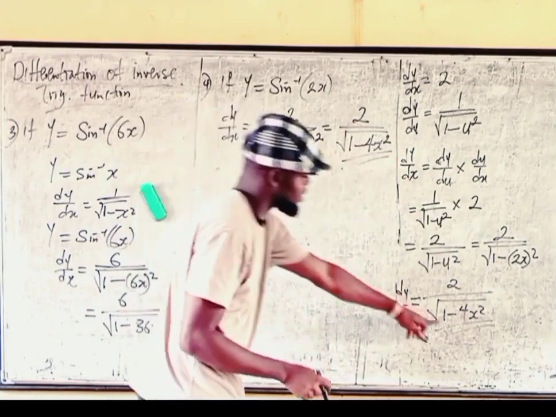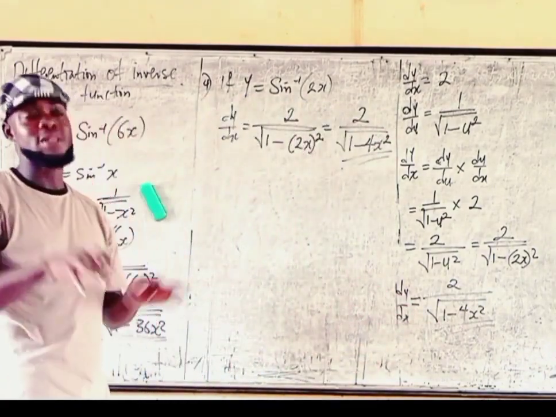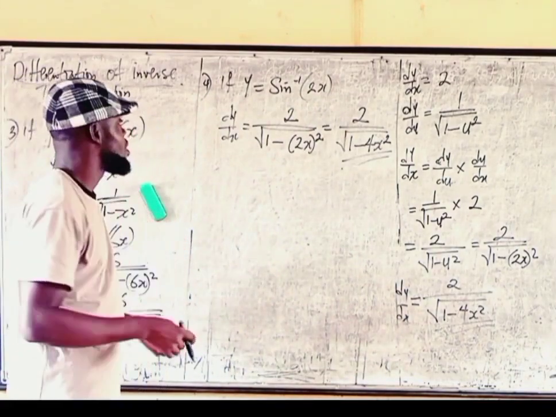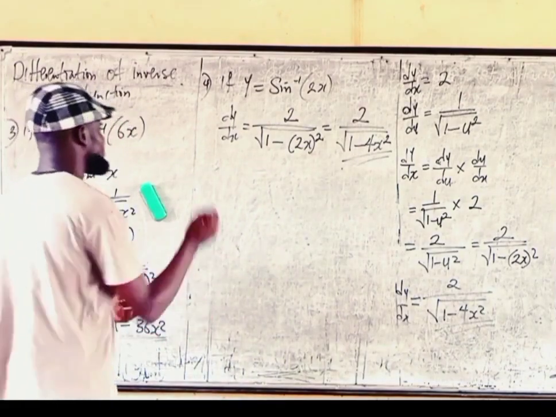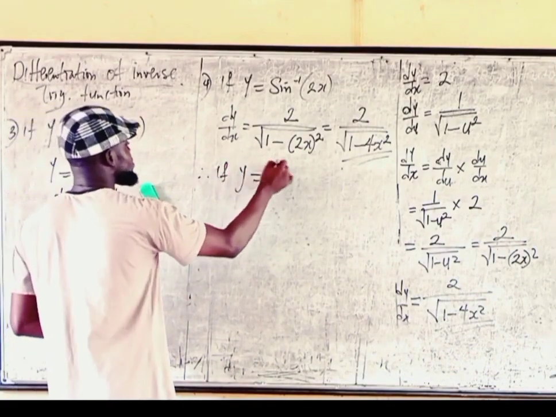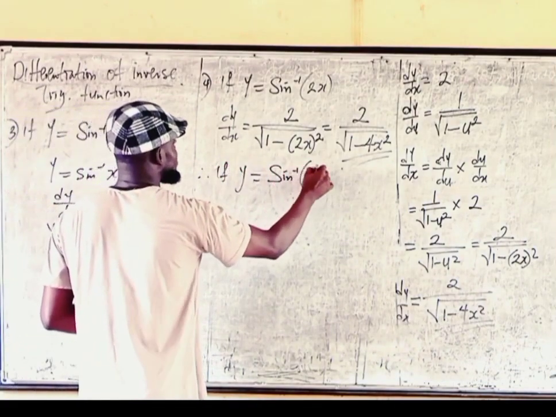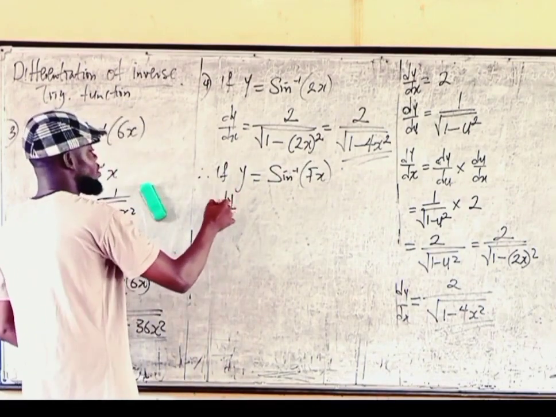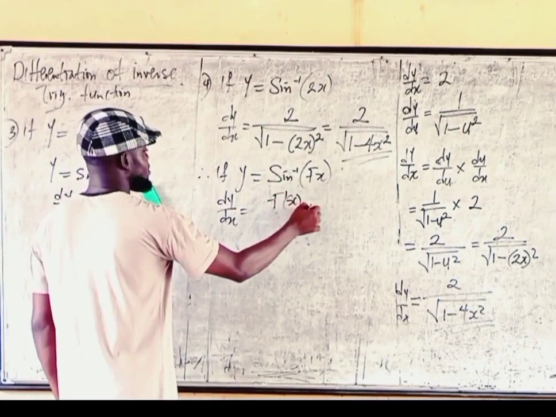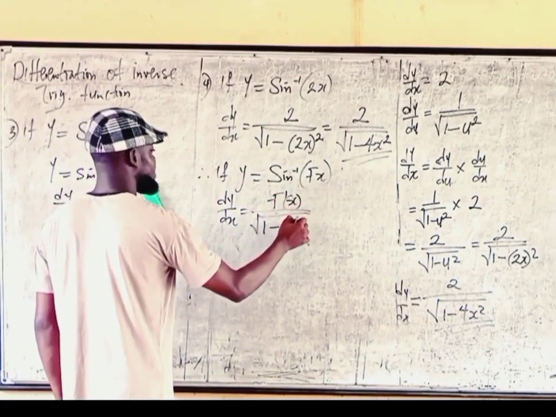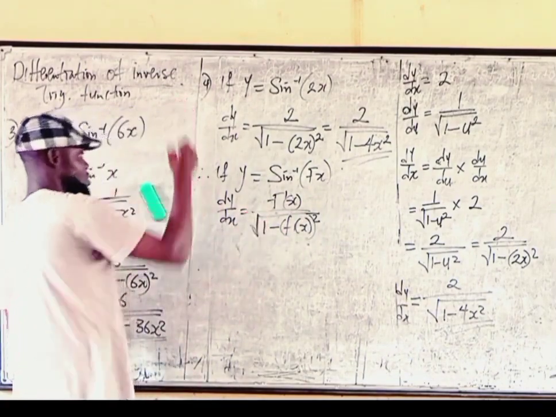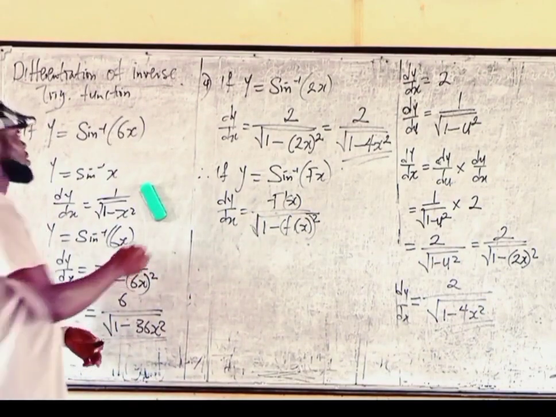Answer. This answer is this. Are they not the same? They are the same. So this is part of the stuff you need to grab. So we can say generally, therefore, if y is equal to the sine inverse of a function of x, dy over dx will be equal to the f prime of that function divided by the square root of 1 minus the function of x raised to the power 2. You can say this is very valid.